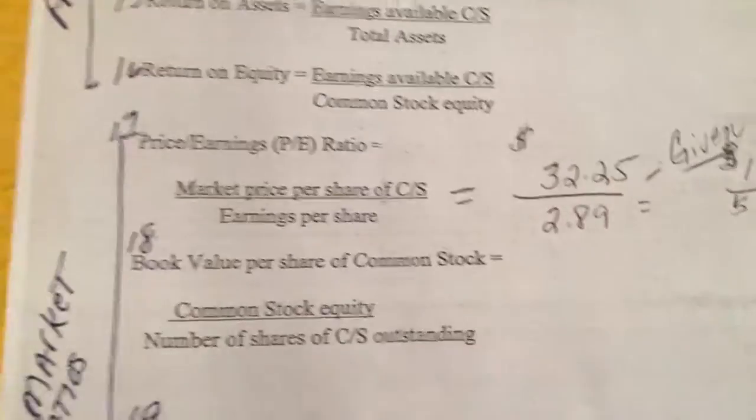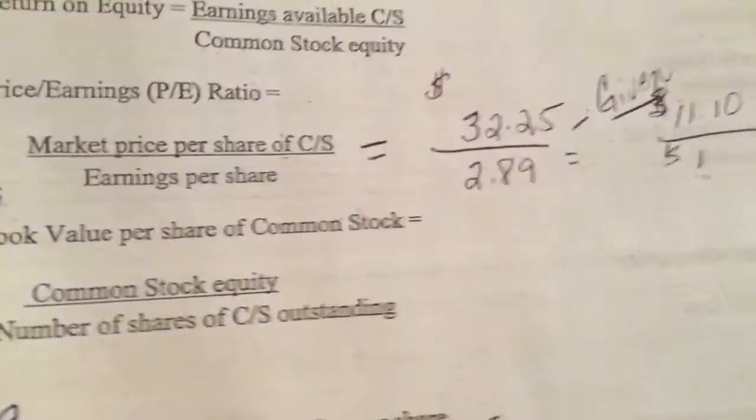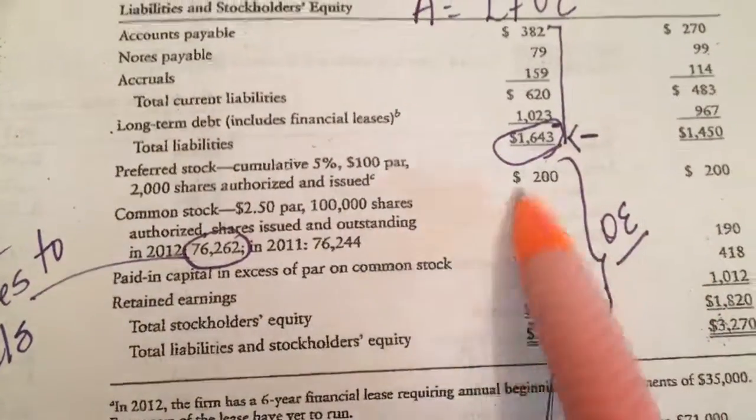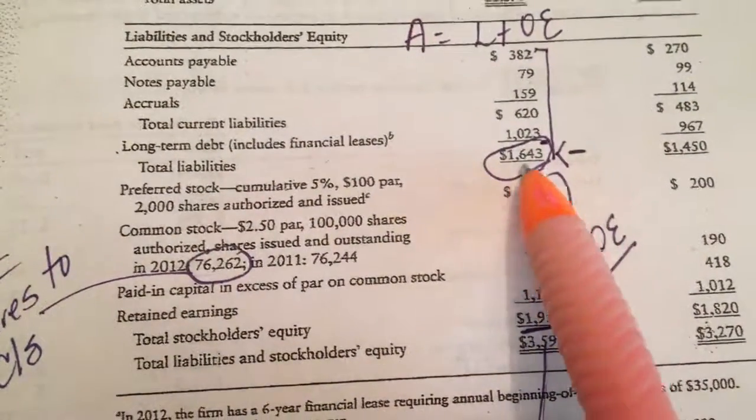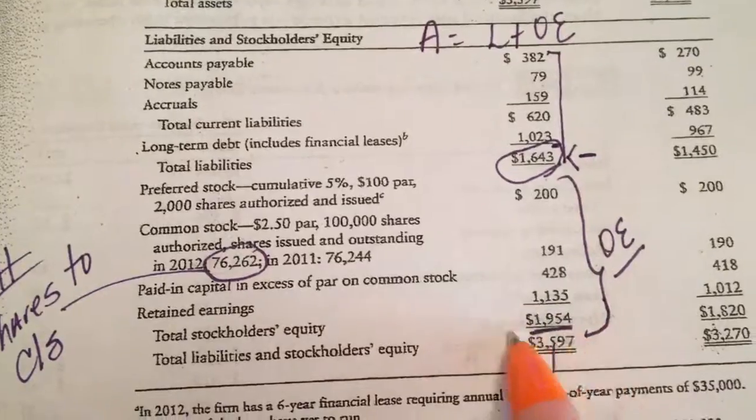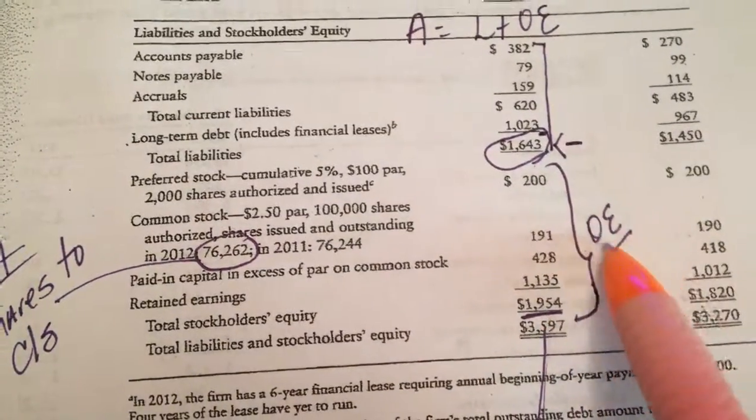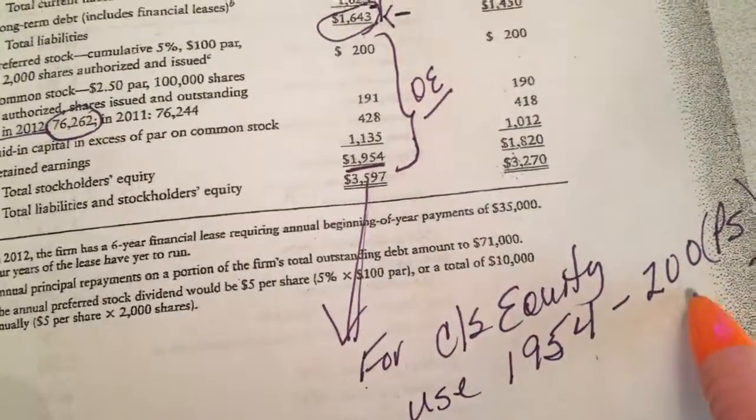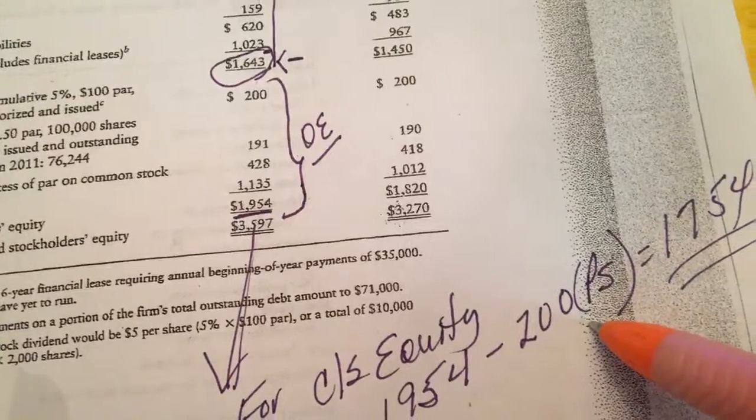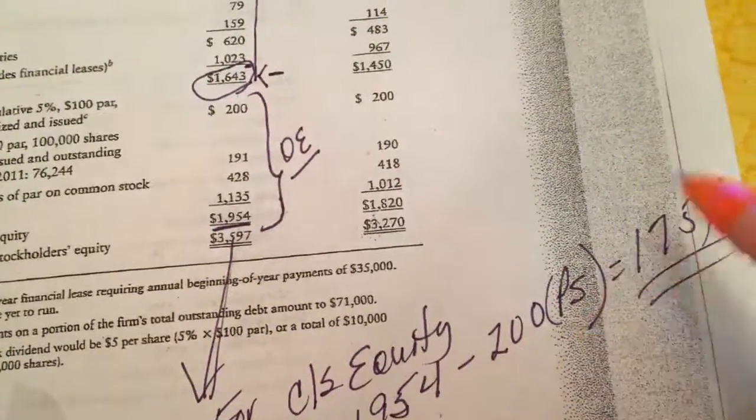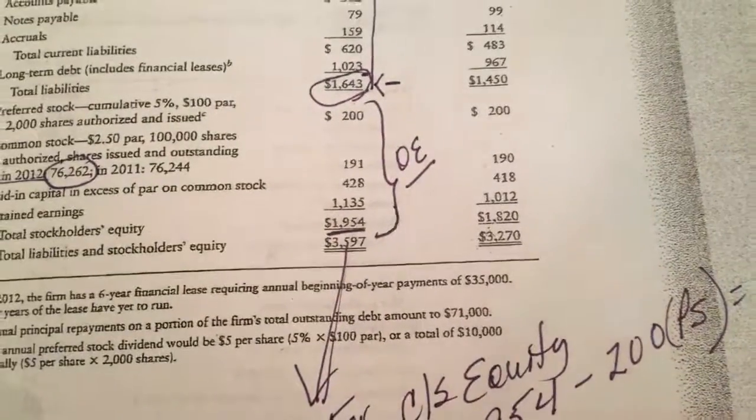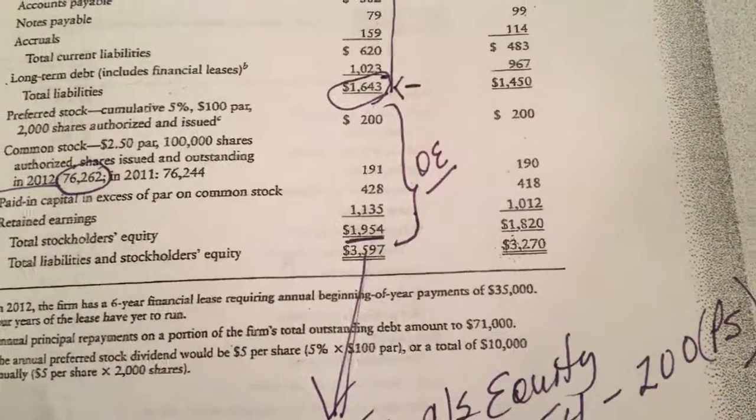So let's go back to your balance sheet. Take a look at your numbers here. Remember, all of this down from preferred stock all the way to stockholders' equity represents your owner's equity. That's 1954. But in order to use this number, you have to subtract out your preferred stock, 200, and that would give you 1754. So that's going to be your numerator.